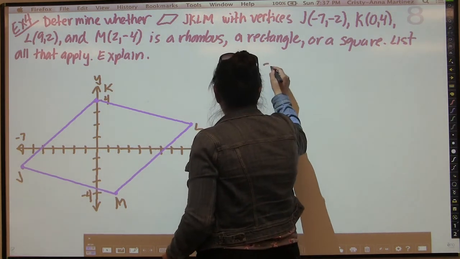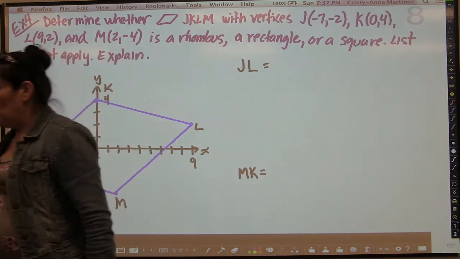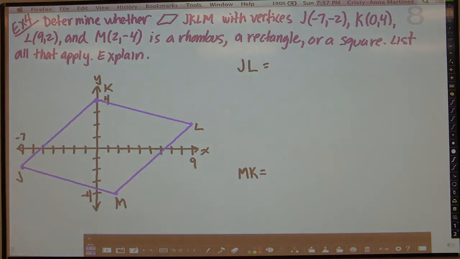All right, so let me tell you what's going to go on here. We're going to find the distance of the diagonals, because if the diagonals of the parallelogram are congruent, then it's a rectangle. If they're perpendicular, then it's a rhombus. If they're both congruent and perpendicular, then it's going to be a rectangle, a rhombus, and a square. So we can actually figure out everything we need to know by just using the distance formula for now.